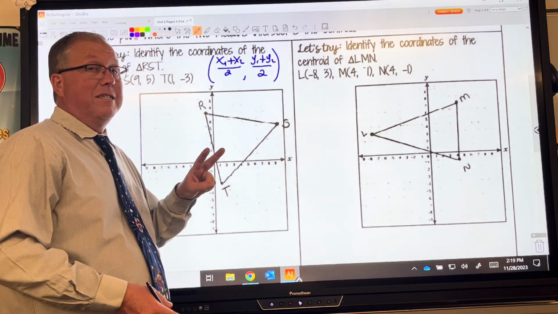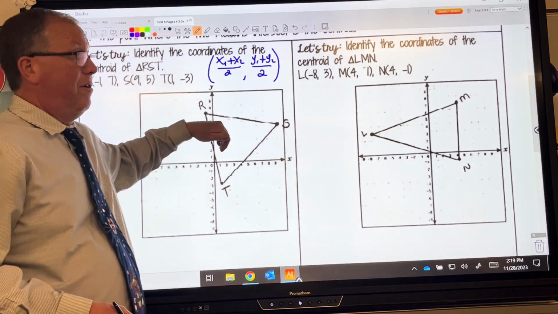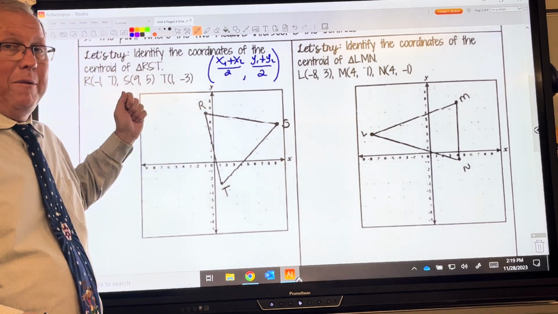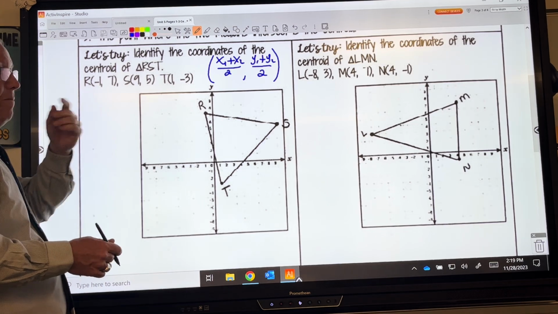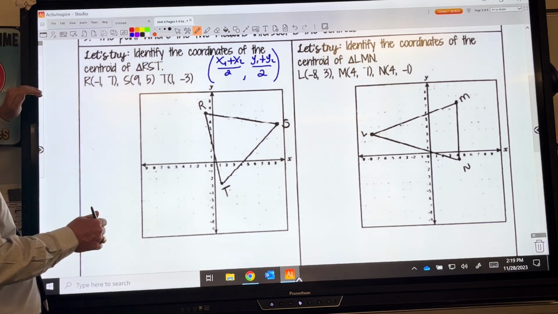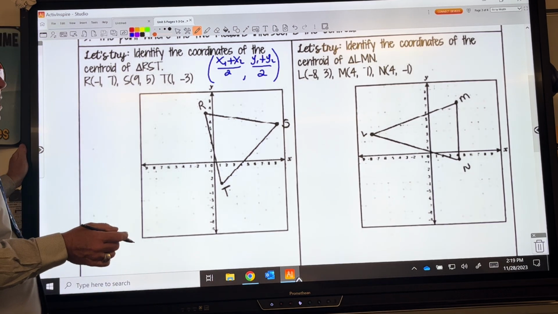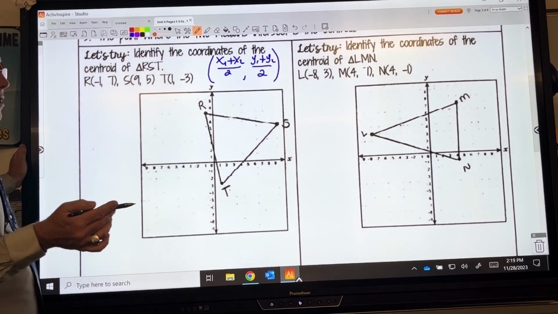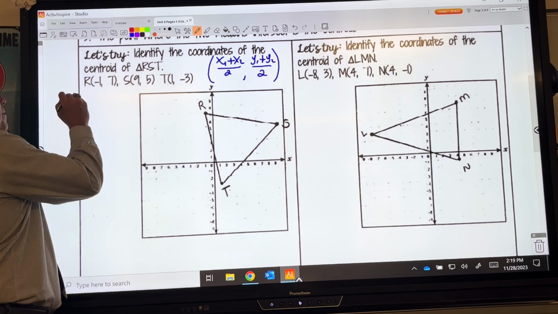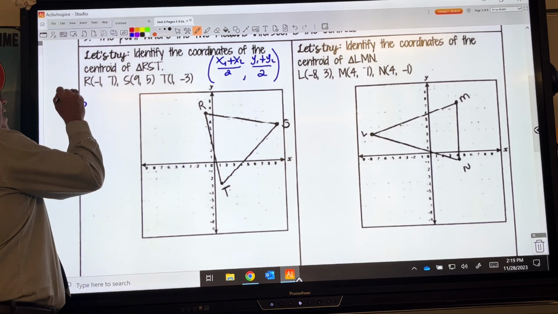Okay, so we're gonna do 2 of these, right? We're gonna do these 2 together, and then we'll look at one on the practice page on the next page as well, okay? Or we'll look at the ones on the homework page. So ready? So we're gonna do this one first. We need to find the midpoint of either RS, ST, or RT. It doesn't matter which one you choose. It really doesn't matter. So I'm gonna do RS first.